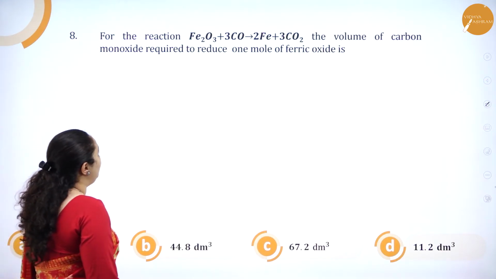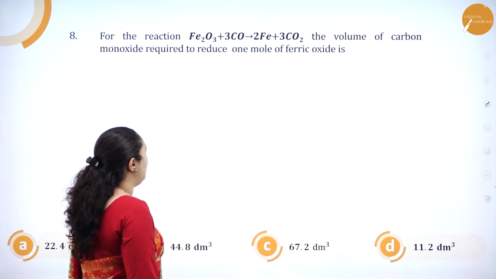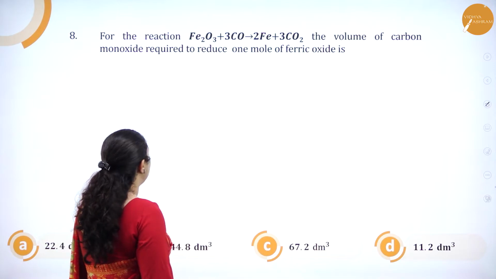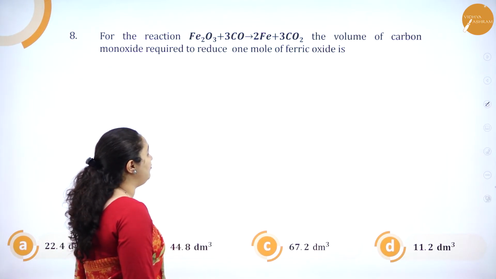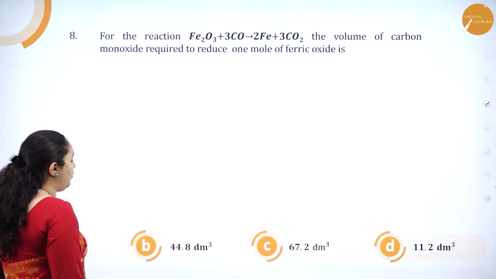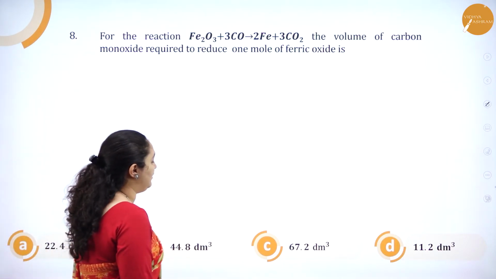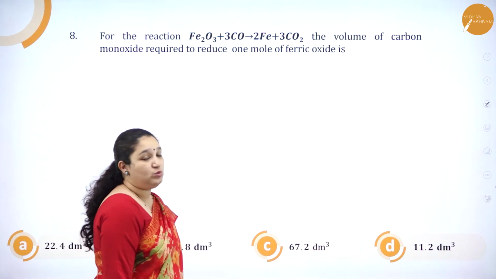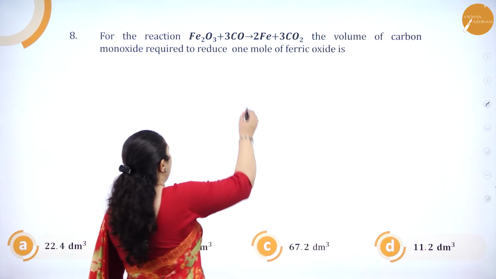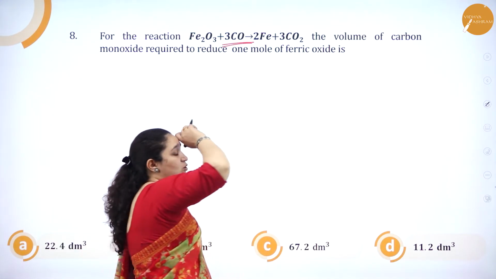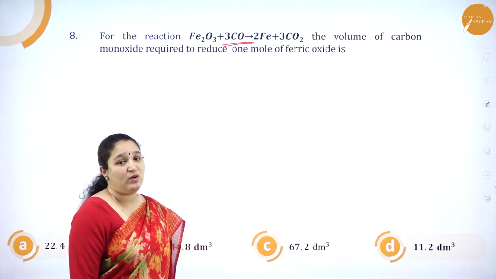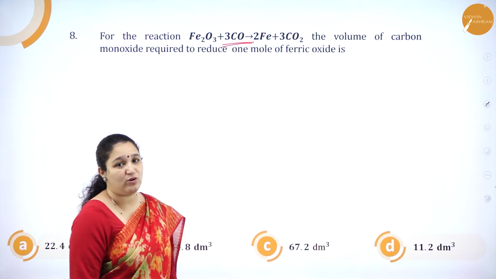For the reaction Fe2O3 plus 3CO gives 2Fe plus 3CO2, the volume of carbon monoxide required to reduce 1 mole of ferric oxide is 22.4 dm cube, 44.8 dm cube, 67.2 dm cube, 11.2 dm cube. So, they are asking us what is the volume of carbon monoxide which is required to reduce 1 mole of ferric oxide. We have to find out how much volume, how much carbon monoxide is needed.